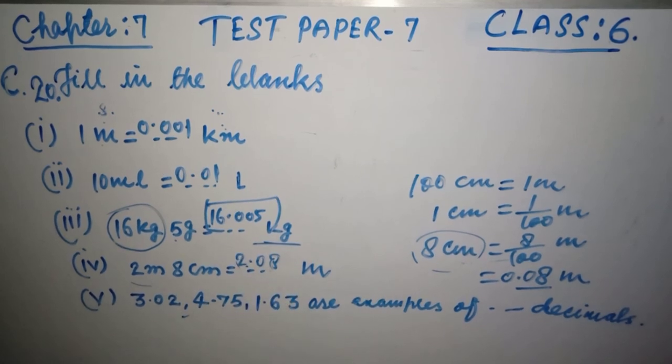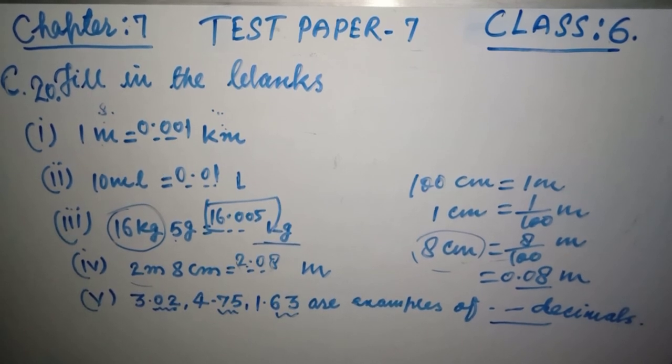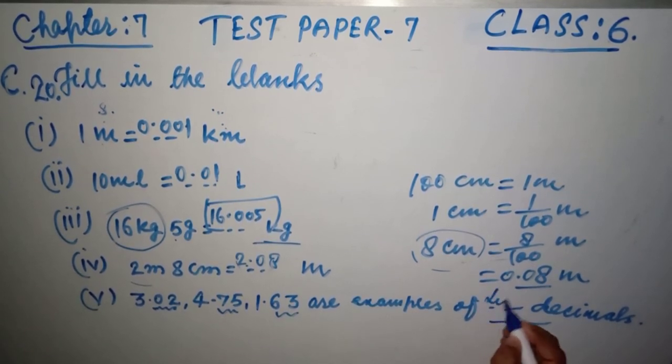Now see, 3.02, 5.00, 4.75, 1.63 are examples of what fraction friends? Dash fraction. Look at the friends, every decimal has the same number of decimal places, 2 decimal places, 2 decimal places, 2 decimal places. So the decimals having the same number of decimal places are called like decimals friends. So here is the like. I hope you will understand.